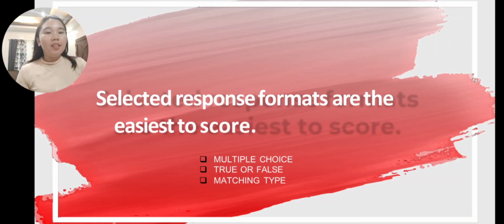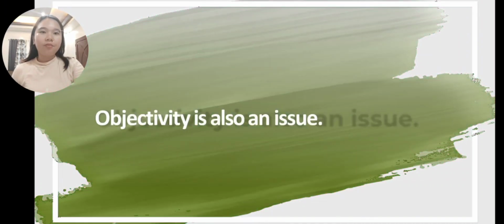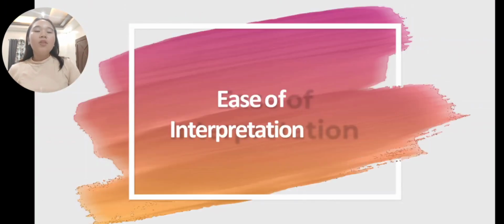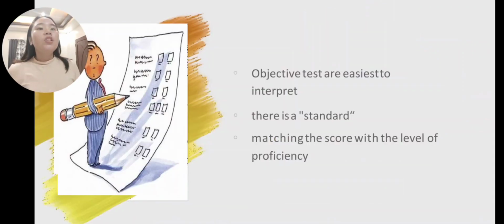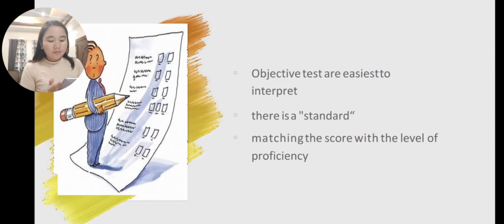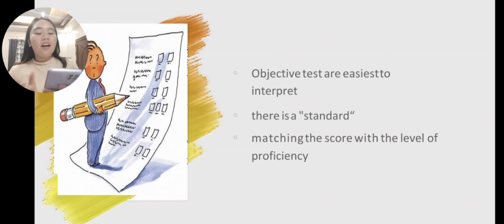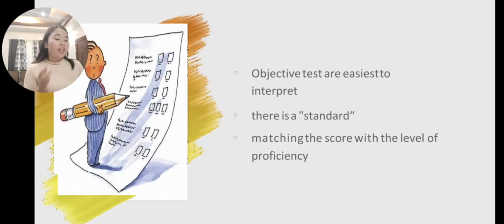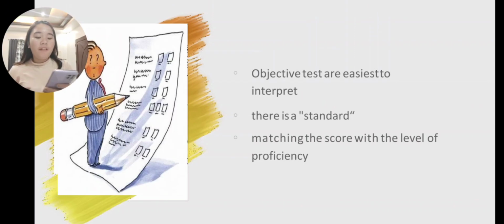Next is the ease of interpretation. So the ease of interpretation, so objective tests are easiest to interpret. So the objective tests tend to be better at testing low order thinking skills such as memory, the basic comprehension, and perhaps application, and are often best used for the diagnostic assessment. So there is what they call standard, and it is matching the score with the level of proficiency.